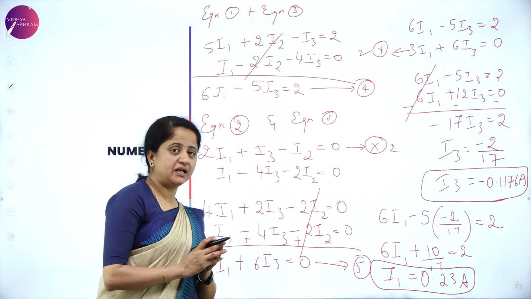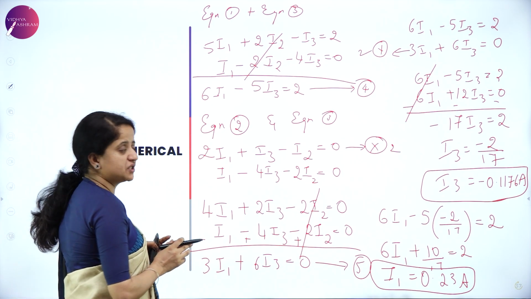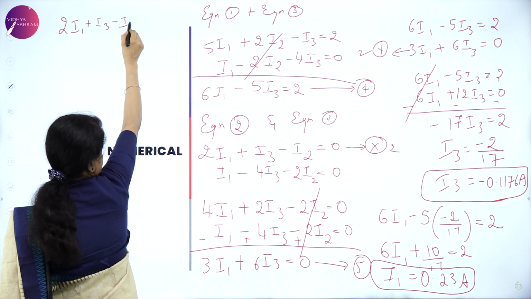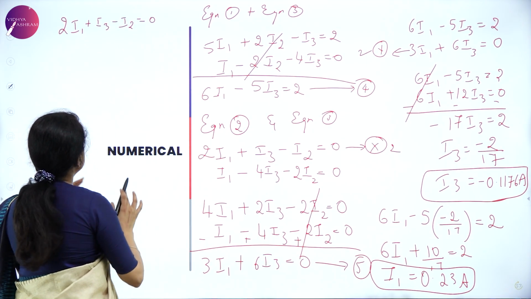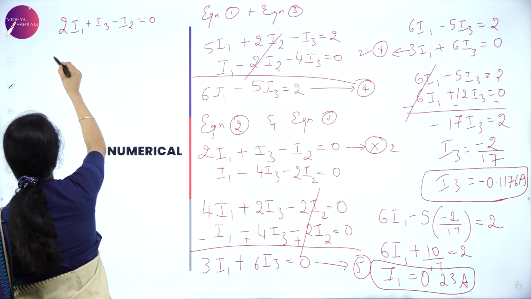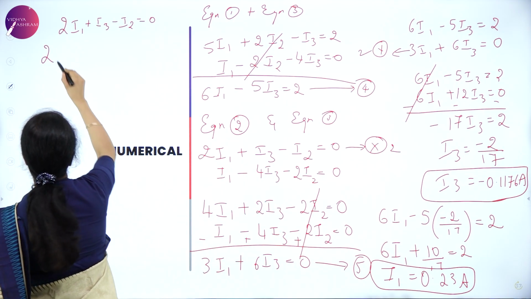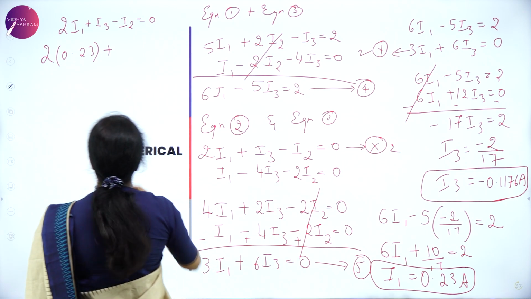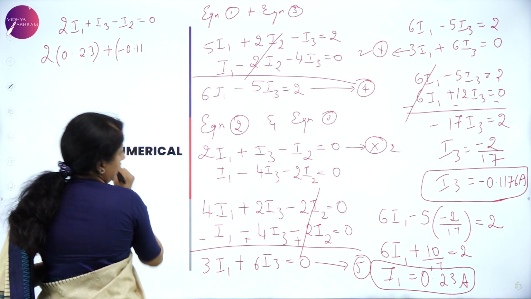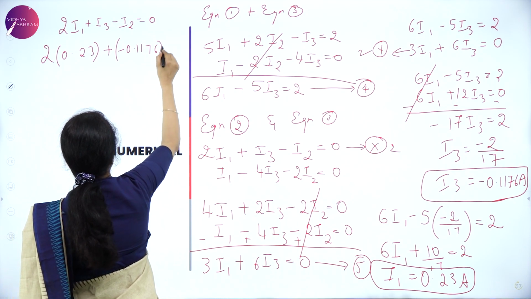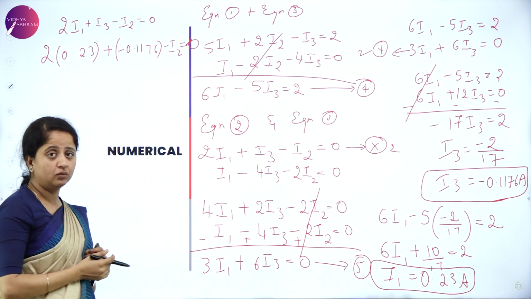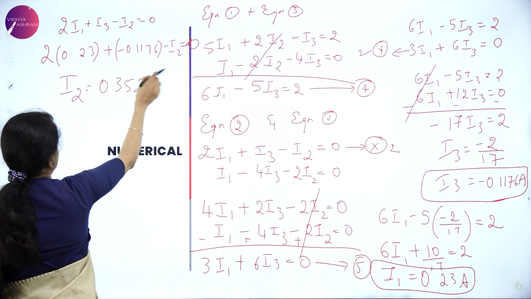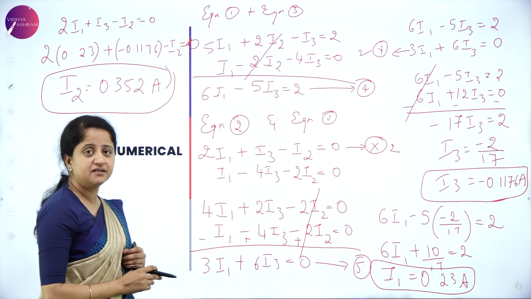We now have to find out the value of I2. For that we have to make use of equation 2. So we have equation 2 that is 2I1 plus I3 minus I2 is equal to 0. Let us substitute the value of I1 and I3 in the above expression. We get 2 into the value of I1 which is 0.23 amperes plus the value of I3 which is minus 0.1176 amperes minus I2 is equal to 0. Simplifying this, we get the value of I2 as 0.352 amperes. So this is how you need to find the current throughout the network.